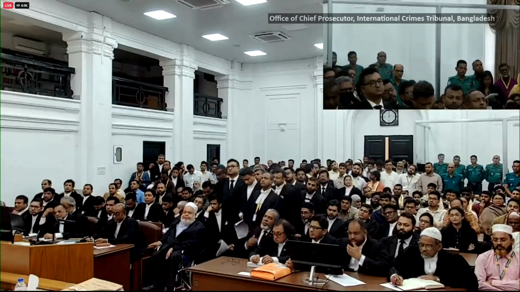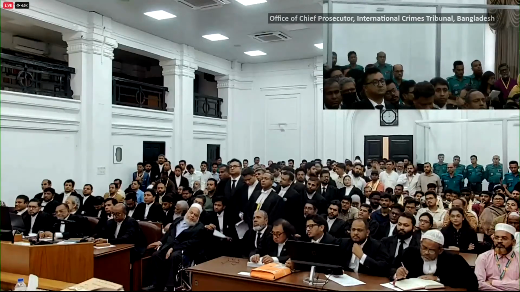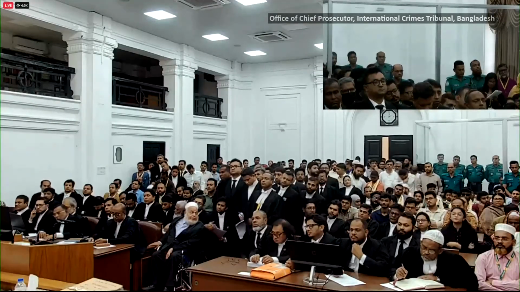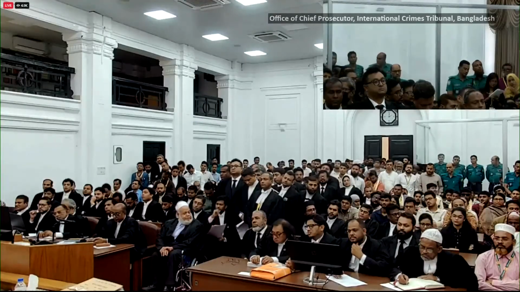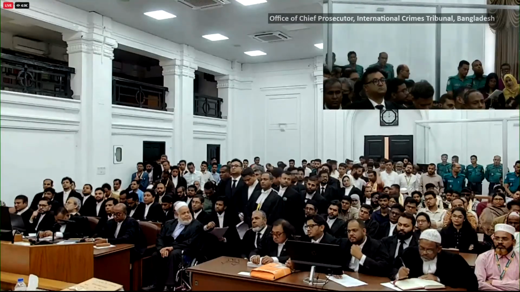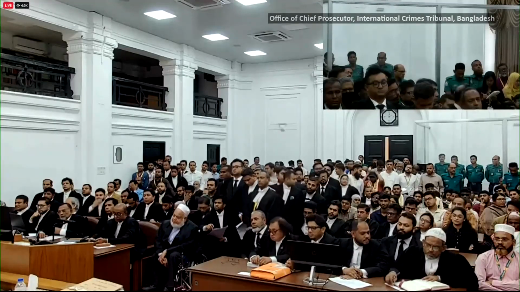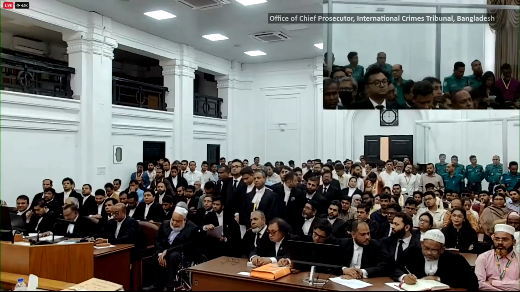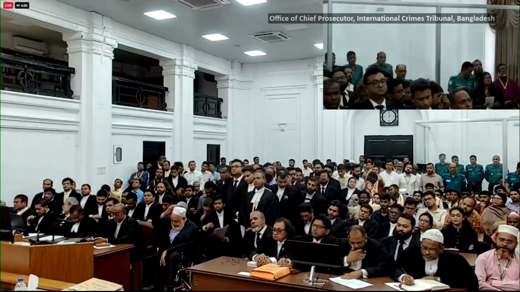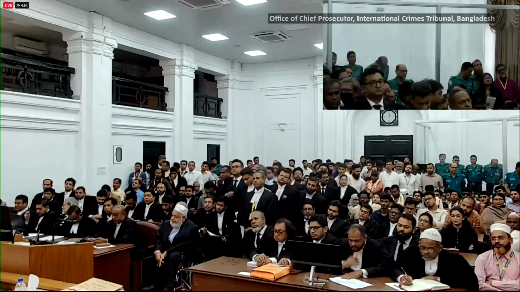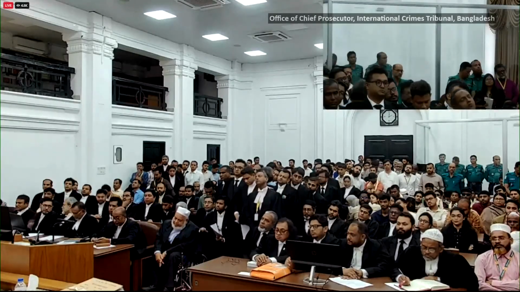Now I will start with our observations and inference. From the foregoing findings, facts and circumstances, it transpires that the students of Dhaka University and other academic institutions had launched a movement on 1 July 2024, demanding reformation in the quota system in the government jobs and continued the same till 5 August 2024. The government did not pay heed to the demands of the students.